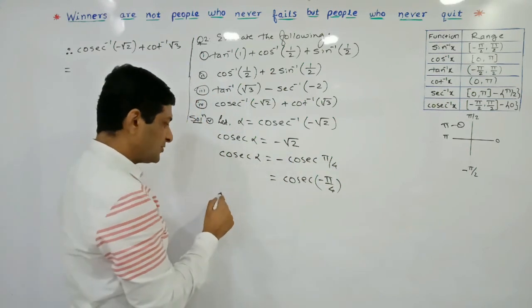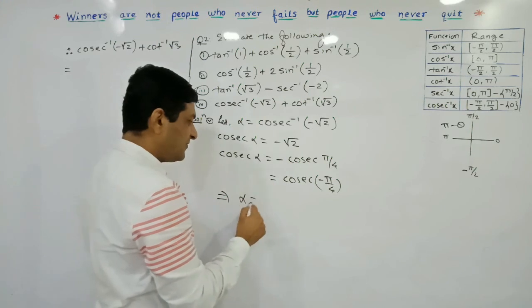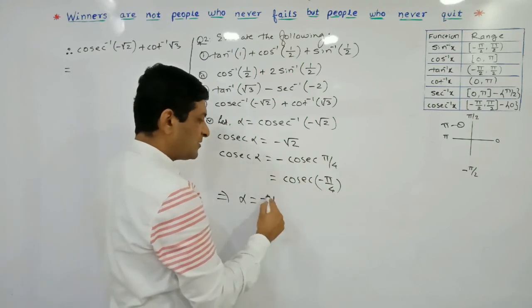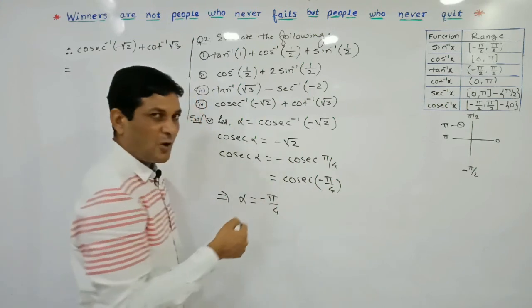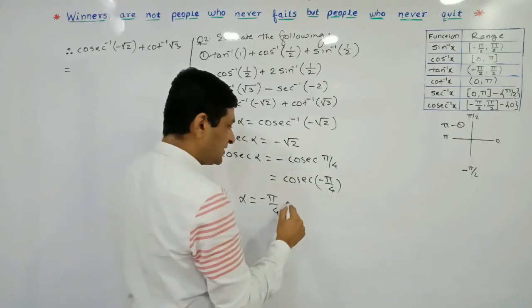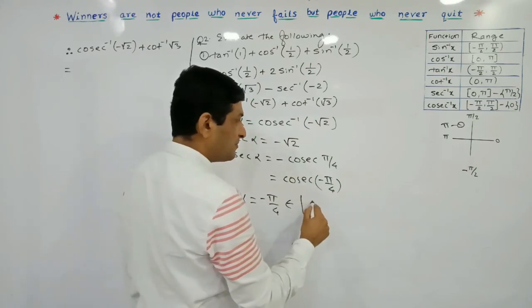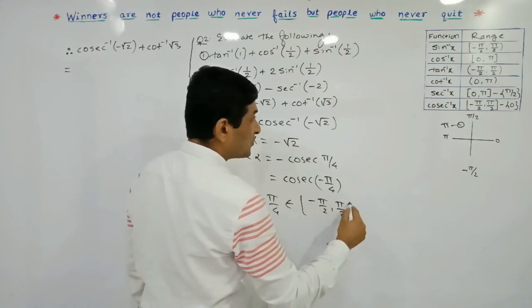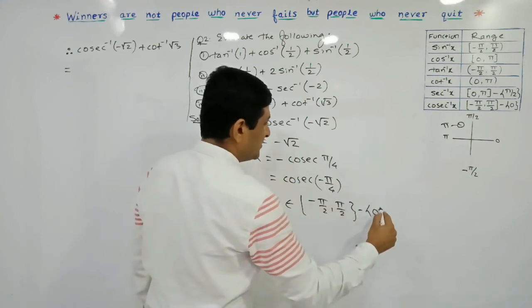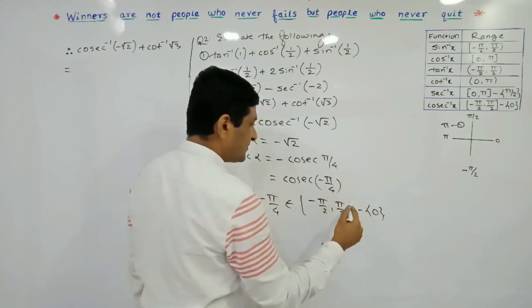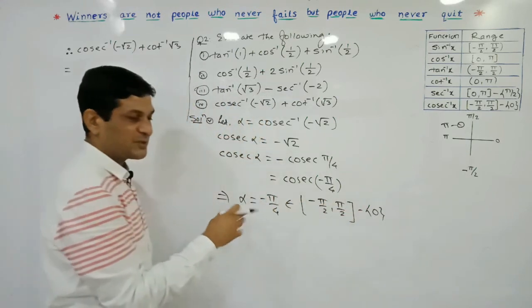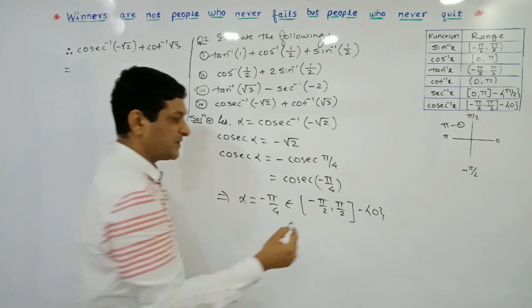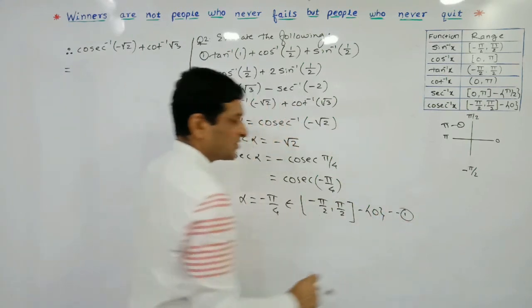Comparing both sides, we can say that alpha is equal to minus pi by 4, and we can observe that this value lies in the interval minus pi by 2 to plus pi by 2, excluding 0. Since this value lies in this range set, we are able to consider it as the principal value. Let us denote it by equation number first.